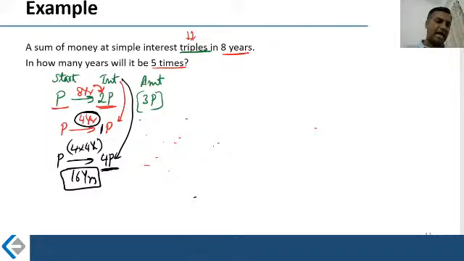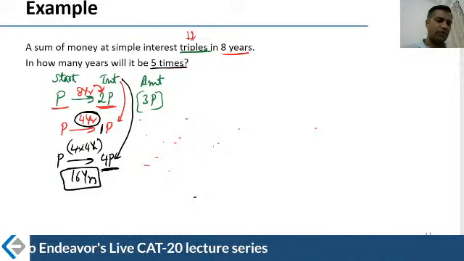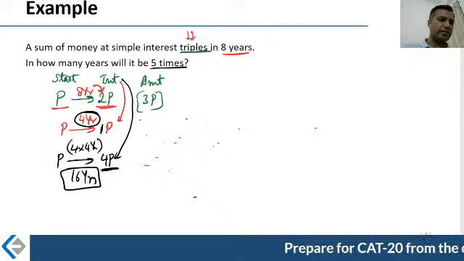Without getting into that hassle, you can find out that it is going to take 16 years to do this. Okay, 16 years, for this to become 5 times itself. To become 5 times itself, it requires 16 years. Simple calculation. Pretty simple calculation.